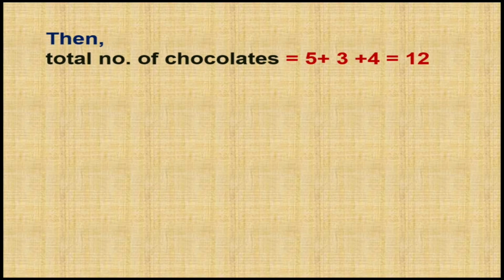Please see. The total number of chocolates brought by Amit, how many are there? 5. Raj, how many are there? 3. And Kiran, how many are there? 4. So, 5 plus 3 plus 4, how much is it? 12. So, what do I have to do?